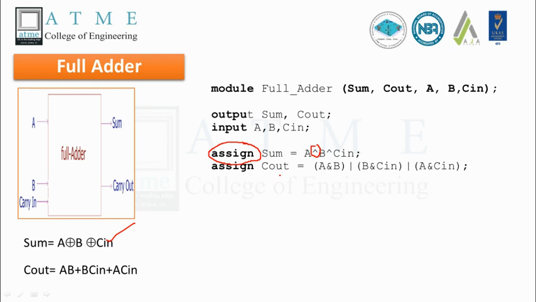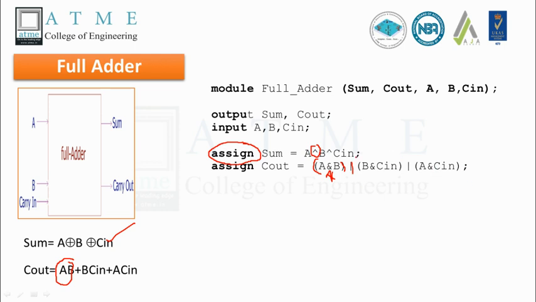Similarly, the carry out is equal to A and B, or with B and C in, or with A and C in, a sum of product terms. Therefore, first we have to perform A and B. The logical and operation is ampersand. So this product term A and B is ORed with B and C in, and this product term is ORed with A and C in, and it ends with a semicolon.